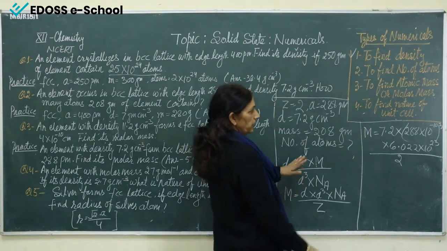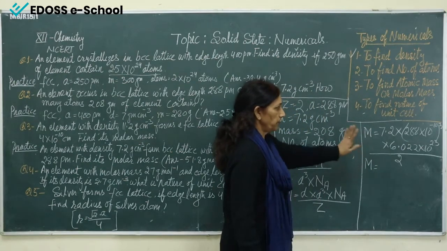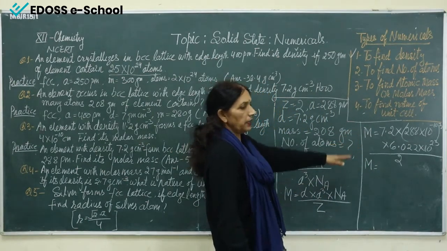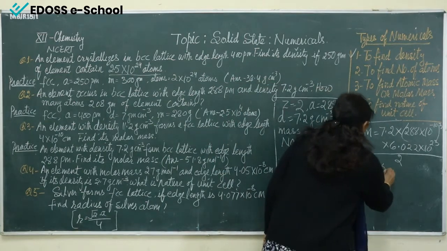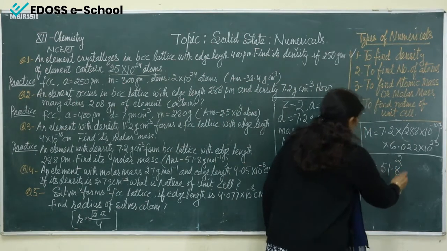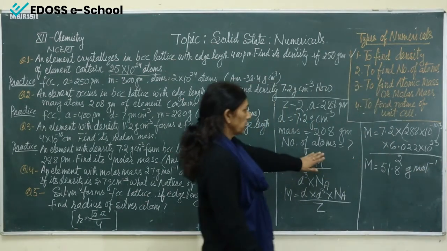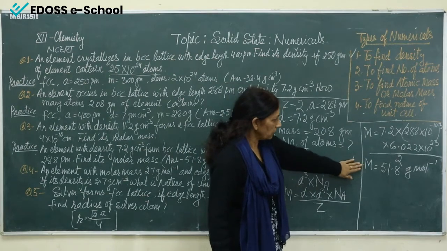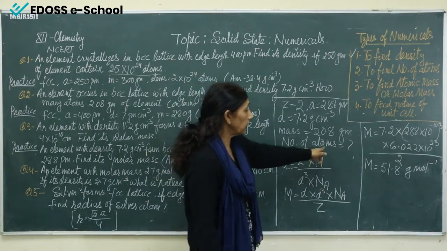Okay, so in this way we will get the value of M. This is the value of M. Now we will calculate it, and after calculating we will get the value 51.8 gram per mole. Now see, we got the molar mass and now we have to get the number of atoms.